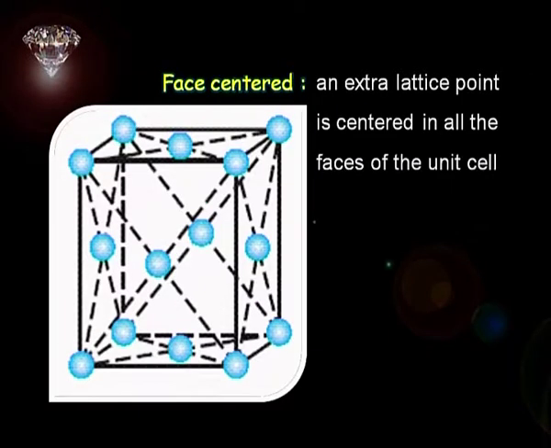The next variety is what is called a face centered. In this case, besides all the corners being occupied, there is an extra lattice point which is centered in all the faces of the unit cell. This is called a face centered. It is very straightforward. So far, we have seen that there are 14 Bravais lattices, out of which 7 are primitive and 7 are non-primitive. And within the non-primitive also, there are 3 different groups.